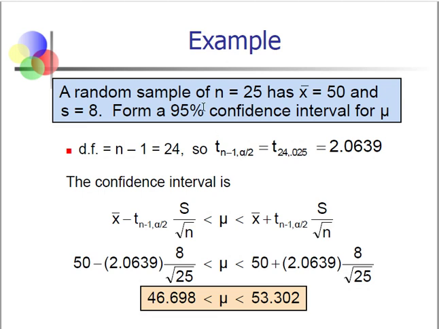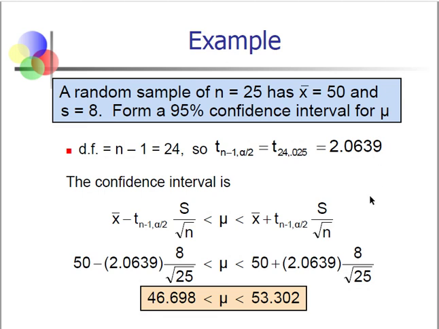So that gives us 0.05. But we have to divide our alpha by 2. So we get 0.025. Now go on your t table. Look for 24 degrees of freedom and follow that row until you are under the column 0.025. This is the value that you're going to find. On some tables you'll find it as 2.6. On some tables you'll find it as 2.064.